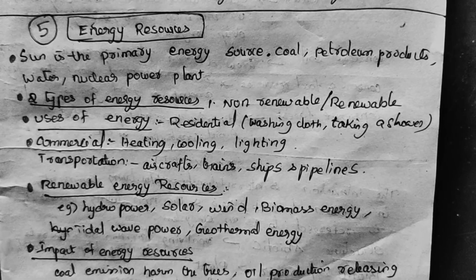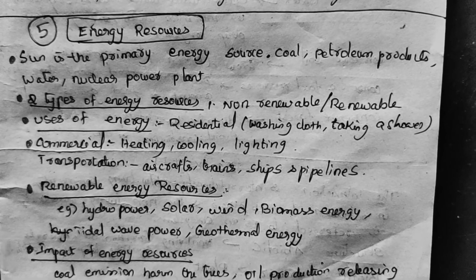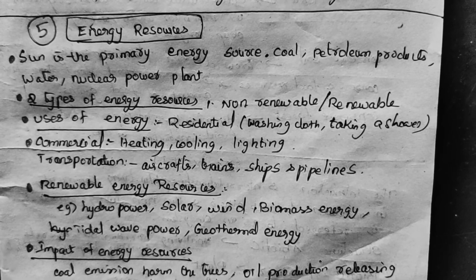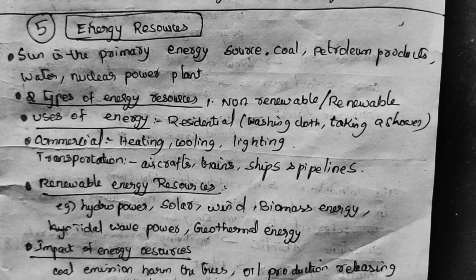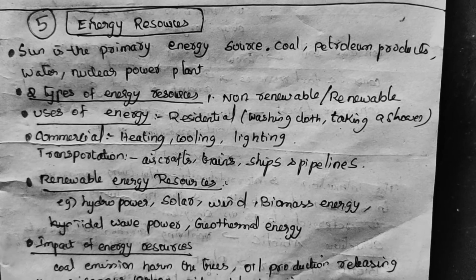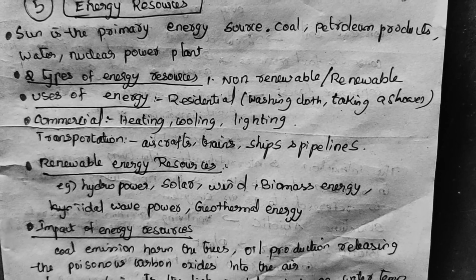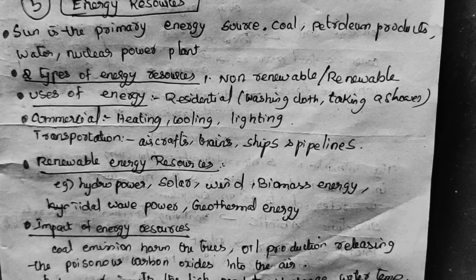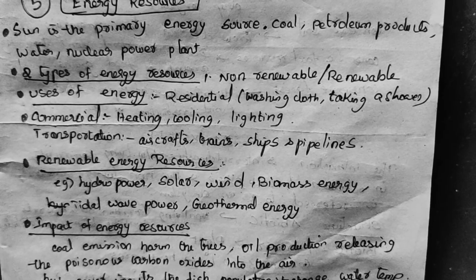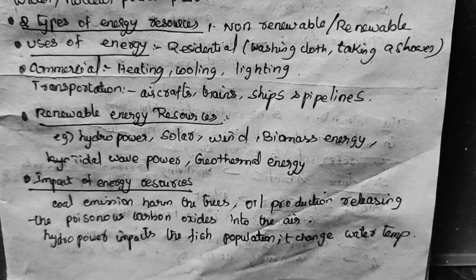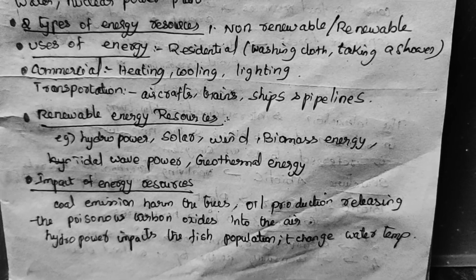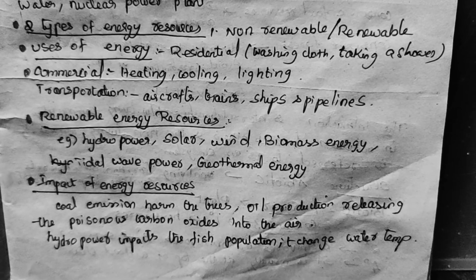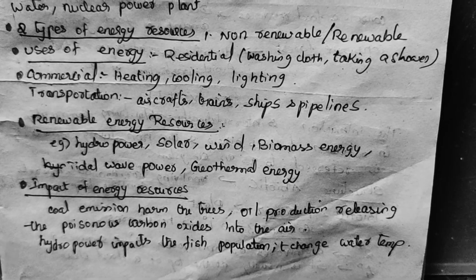So in the energy resources, about the sun, and two types of energy resources, non-renewable and renewable, and what are the uses of energy in residential, commercial, and transportation. And renewable energy resources, where you are using hydropower, solar, wind, biomass energy, tidal wave power, and geothermal energy. So what are the impacts? The first one, the trees are affected, second, air is polluted, third, the fish population is affected, and finally, water temperatures are affected.